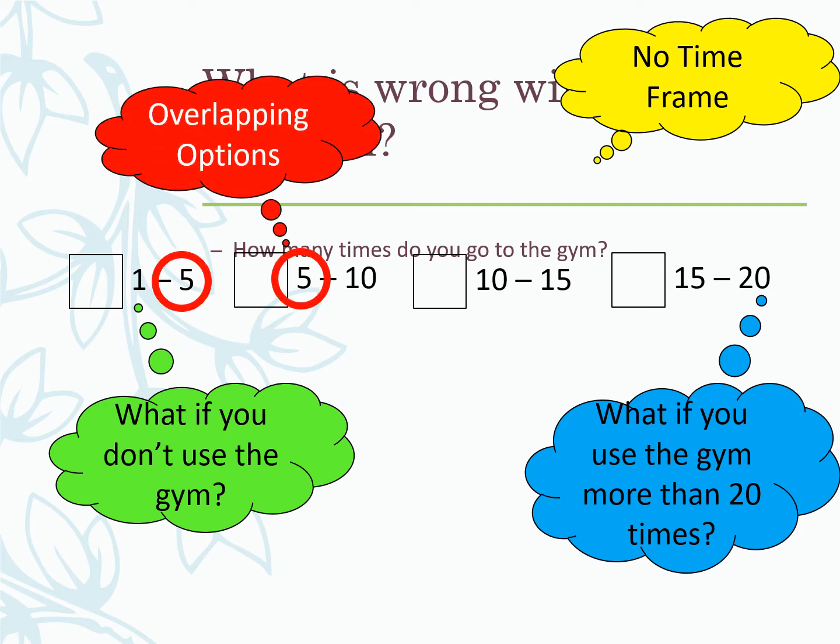And the overlapping options. It means, for example, he told you from 1 to 5, then in the next one he started from 5 to 10. Suppose that you go to the gym 5 times. Where do you have to put it? Is it between 1 to 5 or 5 to 10? So you are not allowed to have overlapping options. You can start, for example, from 0 to 5, then 6 to 10, and so on.